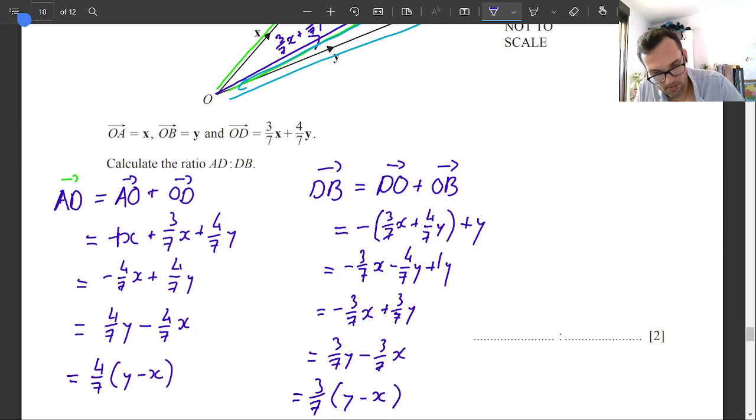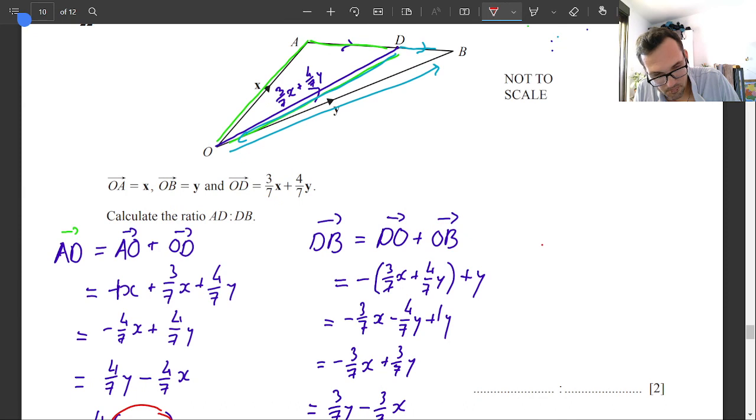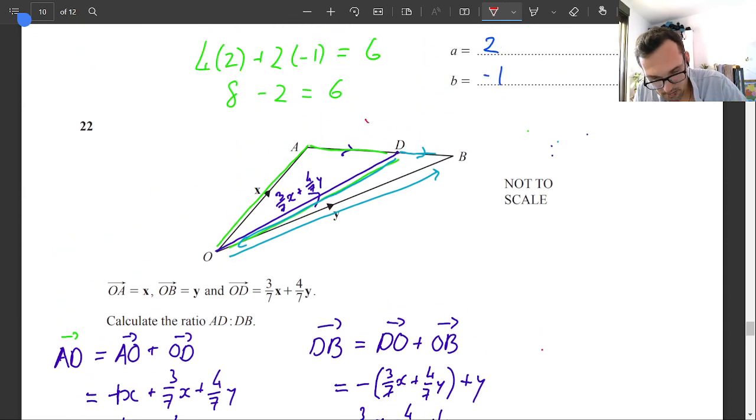Now I'm very, very happy with this because this is what we wanted. The vector is the same, y minus x. So that means that AB is the vector y minus x, which of course we know, because if we go from A to B, we go down with x minus up.